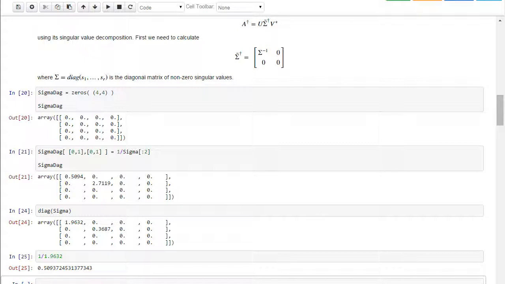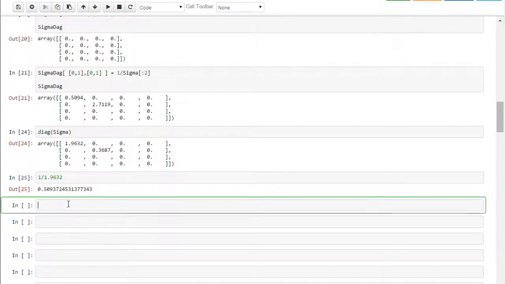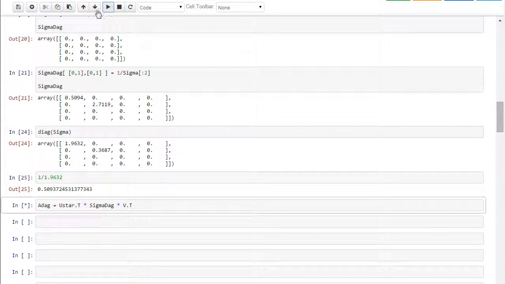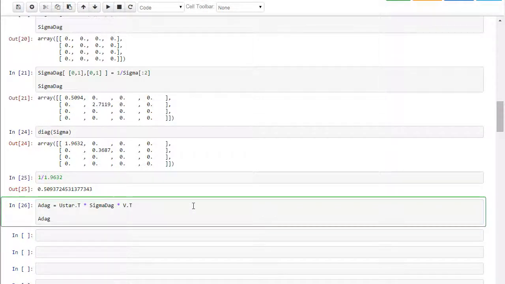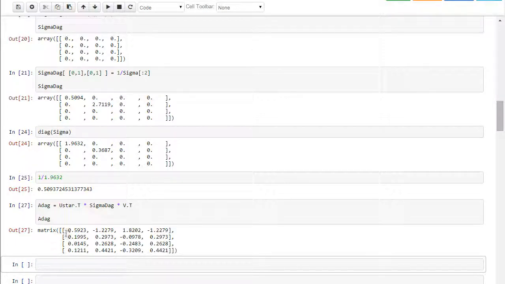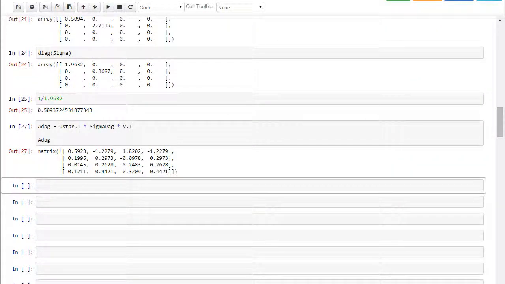Okay, so what does the singular value decomposition look like? Well, U star transpose is just U, so I don't need to recreate the U star now. And then here's my V transpose, and so if I execute that, let's see what it looks like. Then there is the pseudo inverse.